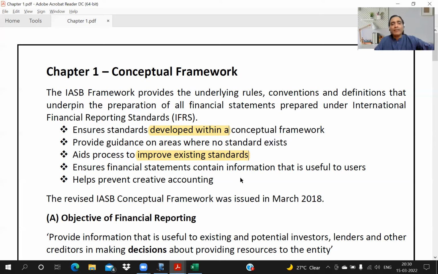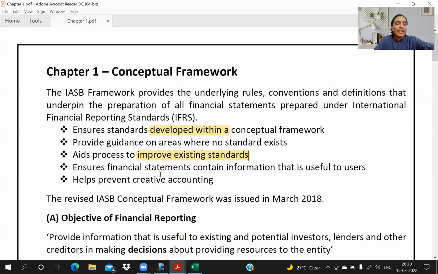The framework ensures that the financial statements contain information that is useful to the users. See, there is no dearth of information. You can disclose as many things as possible in your financial statements, but it would be just information overload. There is no point in giving unnecessary information to the investors and to the readers of the financial statements. So to keep it precise and relevant for the users, the conceptual framework comes and gives proper guidance for the construction of accounting standards.